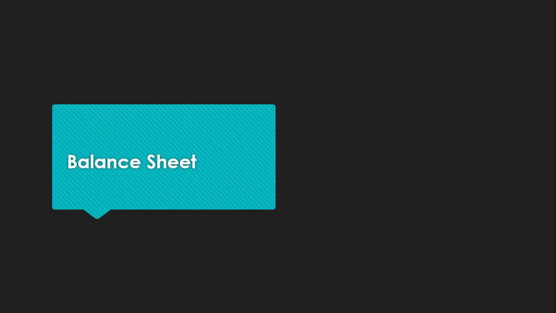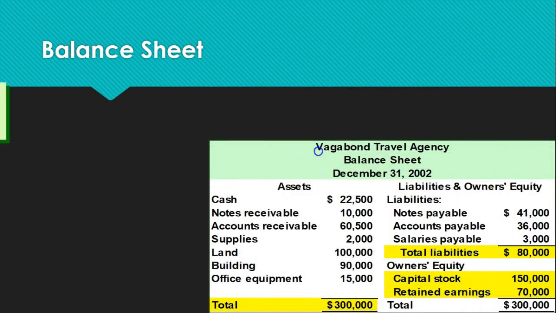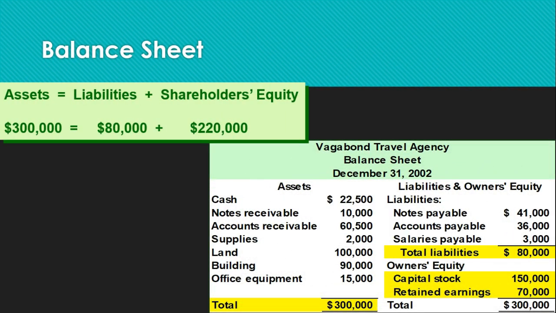And then finally, the balance sheet. The balance sheet describes what the company owes and what it owns. The fundamental equation is assets equals liabilities plus shareholders' equity. On the screen, it shows a simplified version of a balance sheet. In real life, you will see more complicated ones, but the structure should be similar.